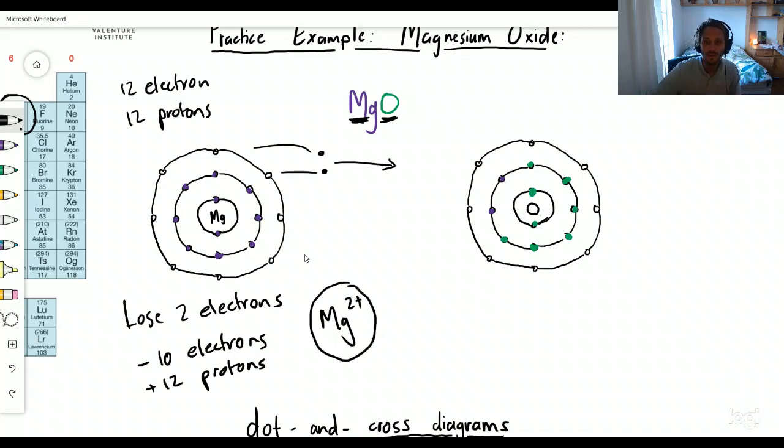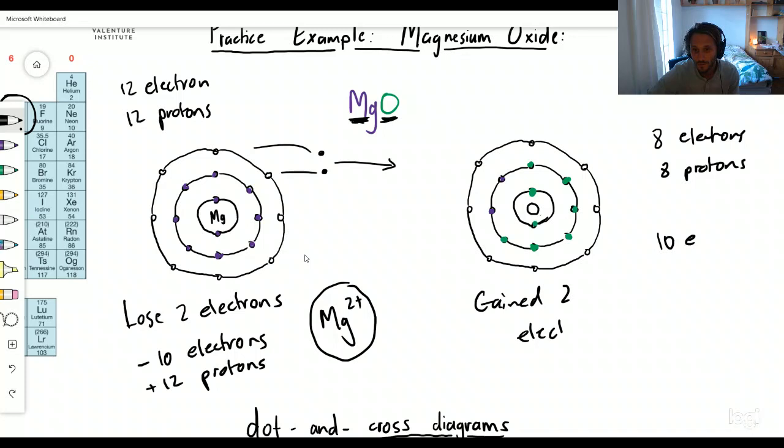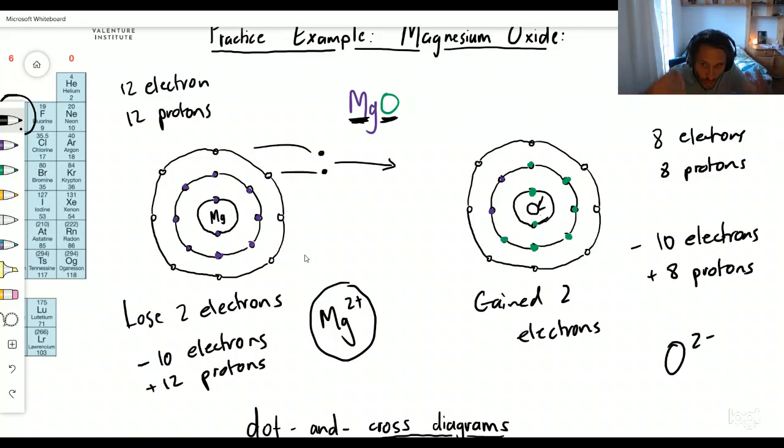Oxygen gains 2 electrons from magnesium. It had 8 electrons and 8 protons initially, and it ends up with 10 electrons, while the 8 protons remain in the nucleus. So that's minus 10 plus 8, and oxygen ends up with a 2 minus charge. These 2 ions are then going to be attracted to one another, and they're going to form magnesium oxide, which is a compound which has an ionic bond.